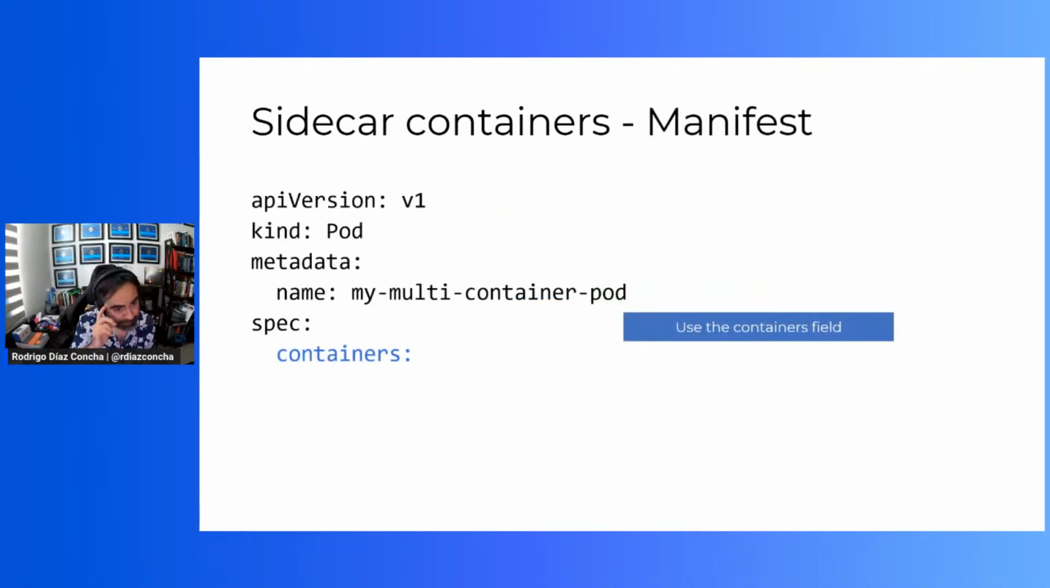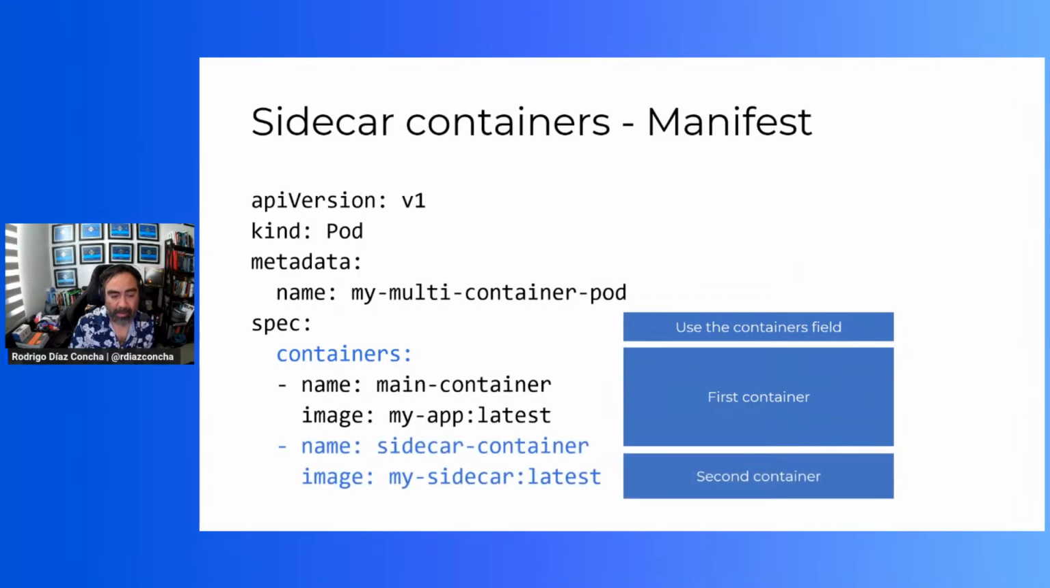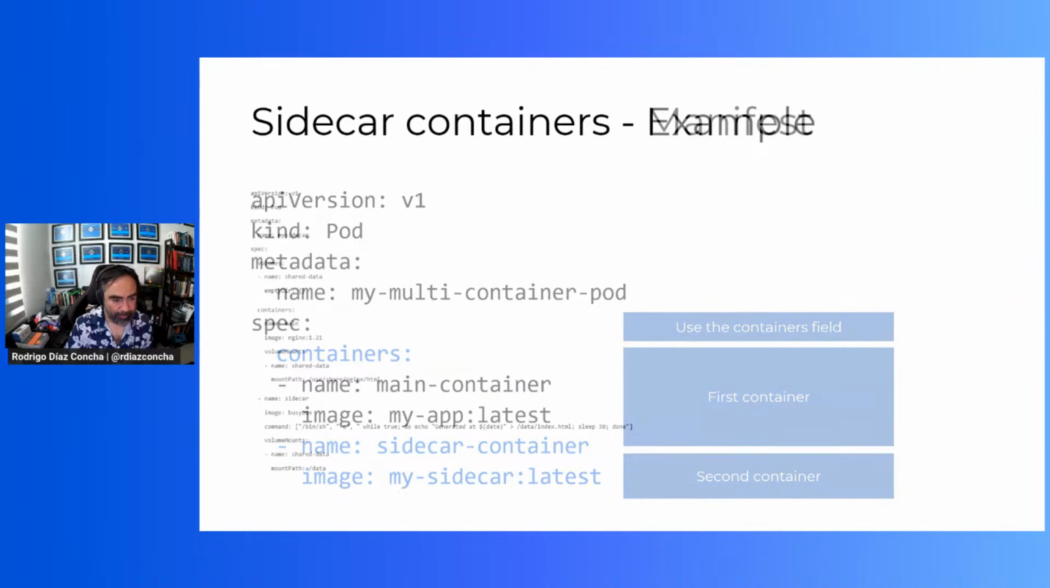So you specify sidecar containers inside the same containers field, okay? There's no sidecar containers field in the pod spec, right? So you should add an additional container on the same pod. That's why containers is an array. You can define one or many containers in the same pod, right?